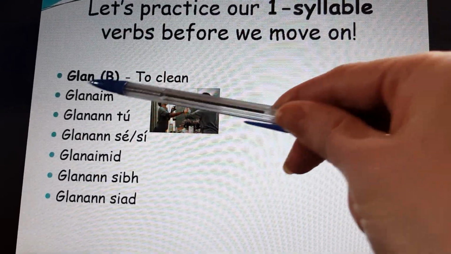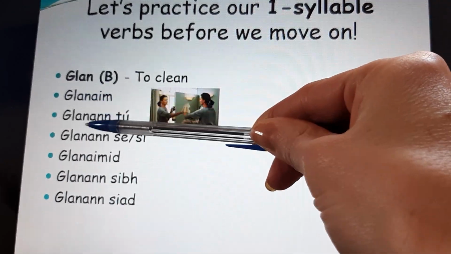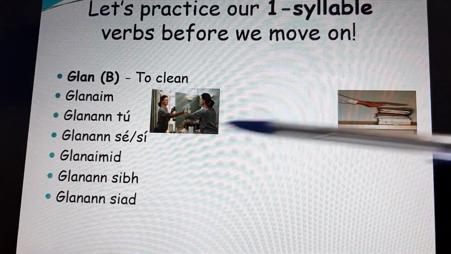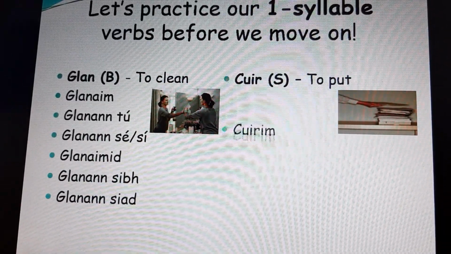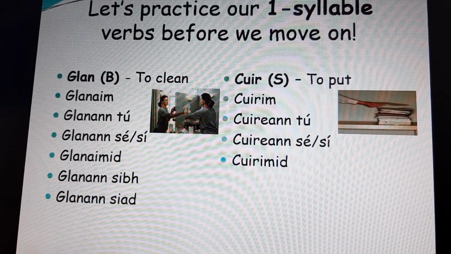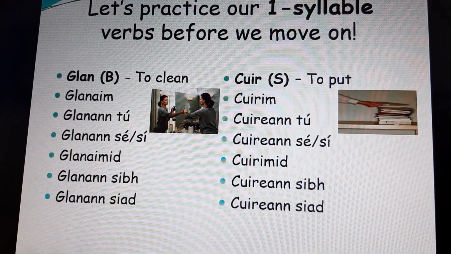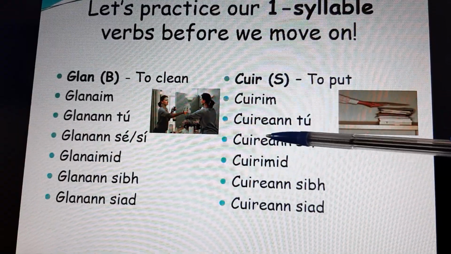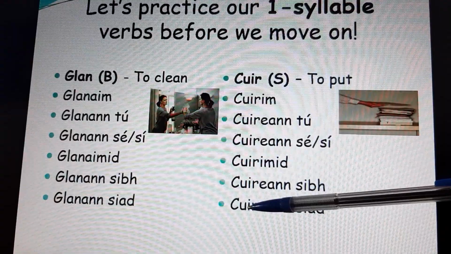So you can see here there's no sign of a H anywhere. That's not in the rule, so there's no need to add a H. I've given my stem, I've decided it's broad, and I've added all of my broad endings. Okay, let's do the same now for cuir, which is slender because of the I. I put, you put, he or she puts, we put, yous put, they put. Okay, always slender with slender.